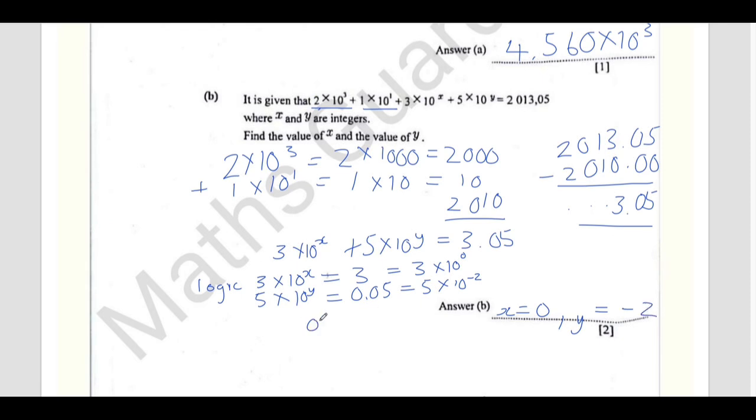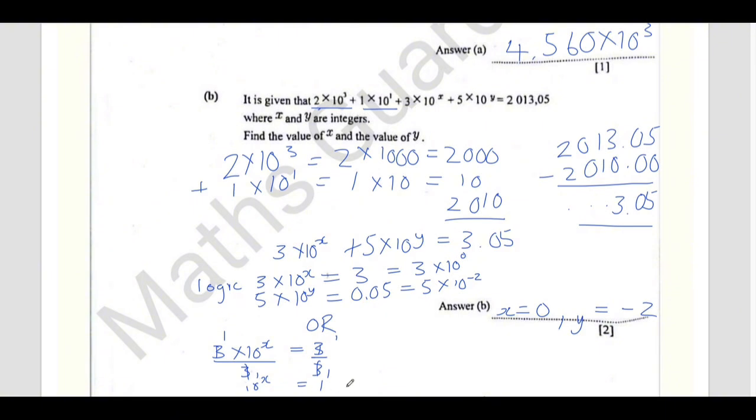Okay. The second method that I was talking about is this one. We have our numbers 3 times 10 to the power x and 5 times 10 to the power y being equated to 3 and 0.05 respectively, right? So what we can do is simply divide by 3 both sides for the first one. When we divide by 3, 3 divided by 3 is 1. 10 to the power x is equal to 1.